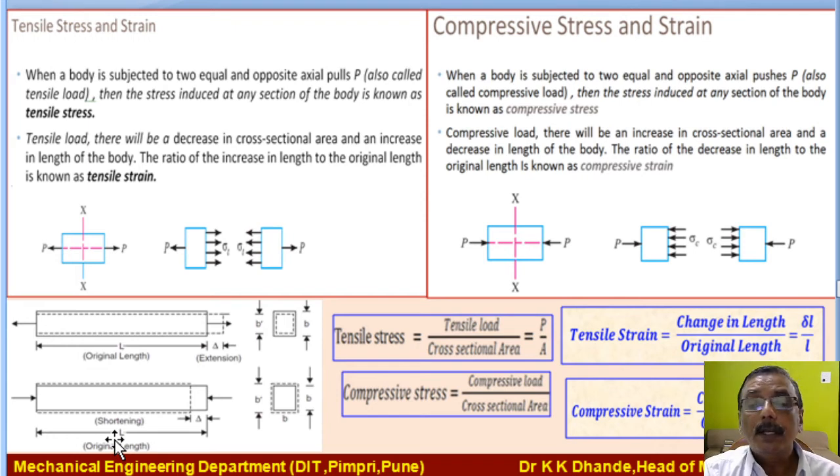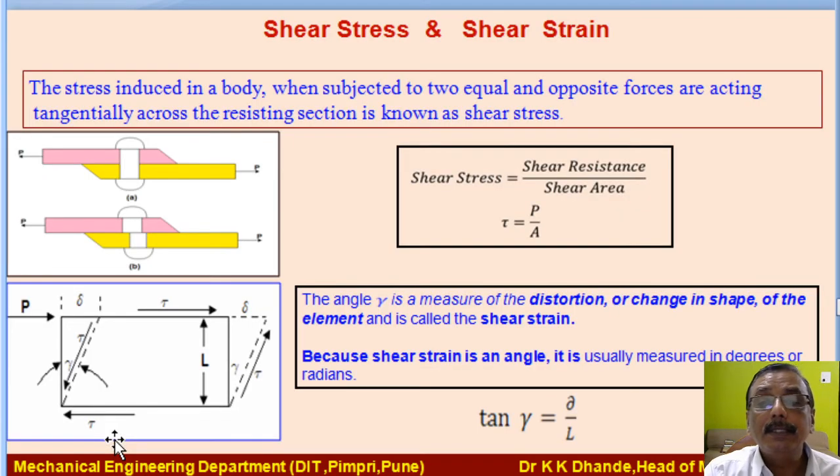Compressive strain, now in that case we may say change in length upon original length, but here change in length means due to that push load, length will be reduced. So we may say decrease in length to original length. So the definition becomes, compressive strain is defined as the decrease in length to original length. Again we may say delta L upon L, but here delta L is nothing but the decrease in length.